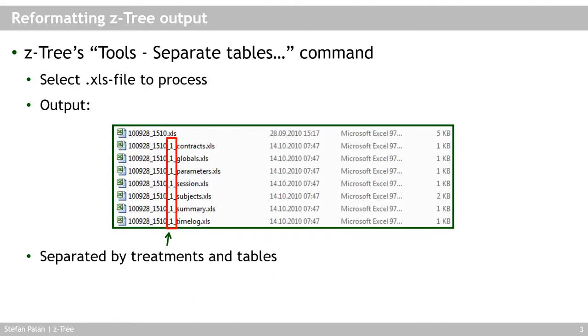zTree has some measures on board to reformat zTree output. So you can click the Tools menu and then select Separate Tables. Then you need to select the XLS file that zTree generated for you during the experiment. And this is the original Excel file. From that, zTree will split it up into separate files by treatment. So this is the first treatment you ran in this experiment. And if there were a two here, that would be the second treatment you ran, and so on. And by tables. So these are, of course, the table names. And so you have all the data of the globals table of the first treatment in this separate XLS file.